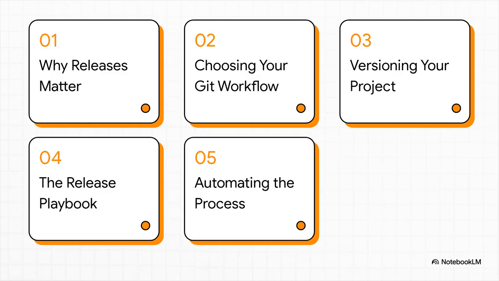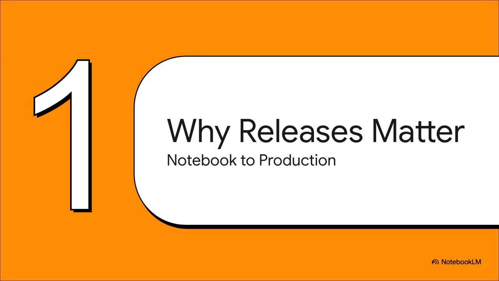All right, here's our game plan. We're going to start with the why. Like, why even bother with formal releases in the first place? Then we'll get into the what, talking about the blueprints you need, like Git workflows and versioning. And finally, we'll wrap up with the how, a step-by-step playbook for creating and, even better, automating your releases. Let's get into it.